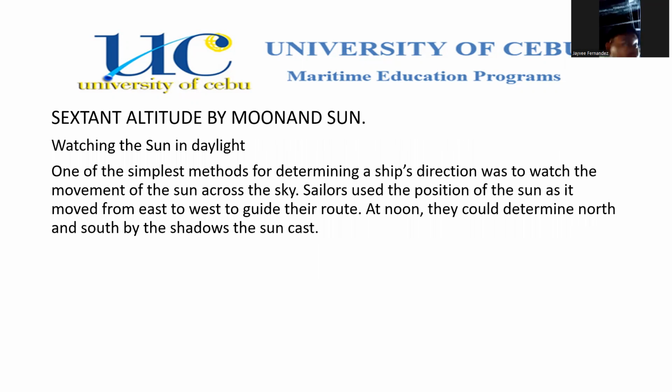Next page. Sextant altitude by moon and sun. Watching the sun in daylight, one of the simplest methods for determining a ship's direction was to watch the movement of the sun across the sky. Sailors used the position of the sun as it moved from east to west to guide their route. At noon, they could determine north and south by the shadows of the sun. Next page.